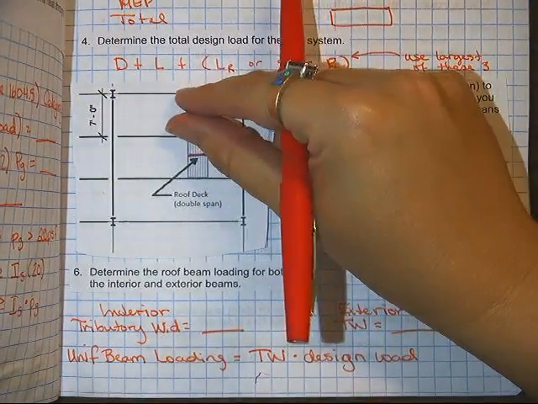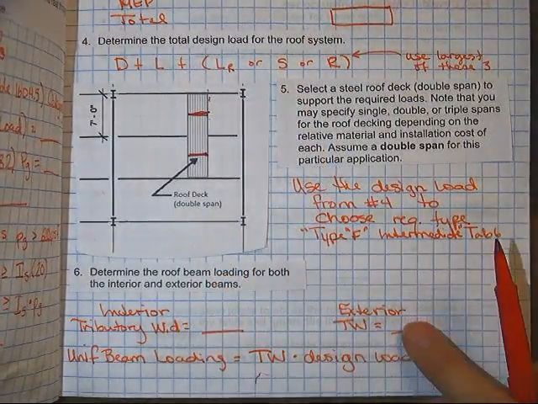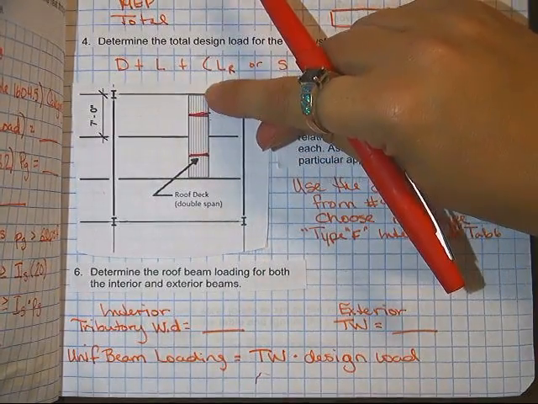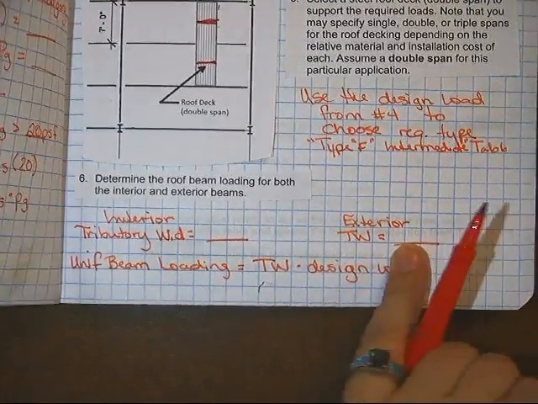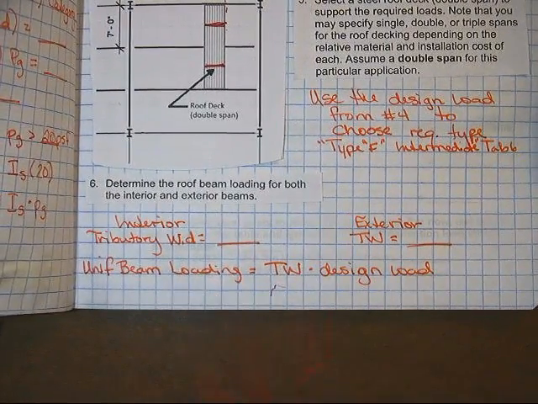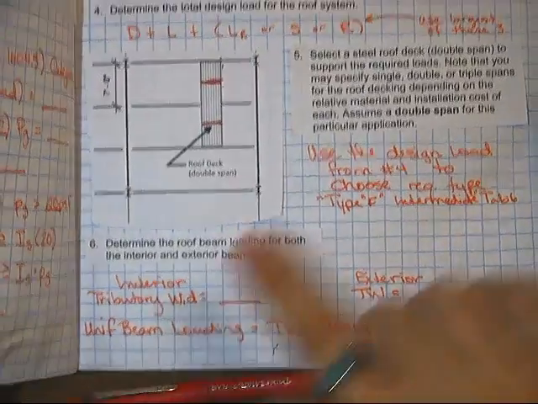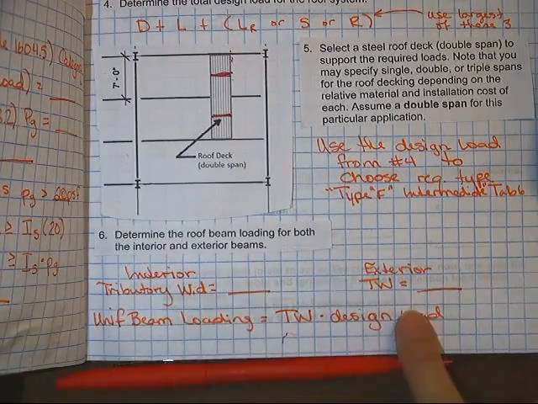So figure out if these are each 7, how wide this is going to be, and write it down there. An exterior beam is like this outside one where it's going to go from the middle of here to the edge there. Figure out how much that's going to be and write it down here. Now to find the uniform beam loading of each one of these, you just take its tributary width for interior times the design load we found in number 4, multiply them and you'll get the interior. Then do the same for the exterior.